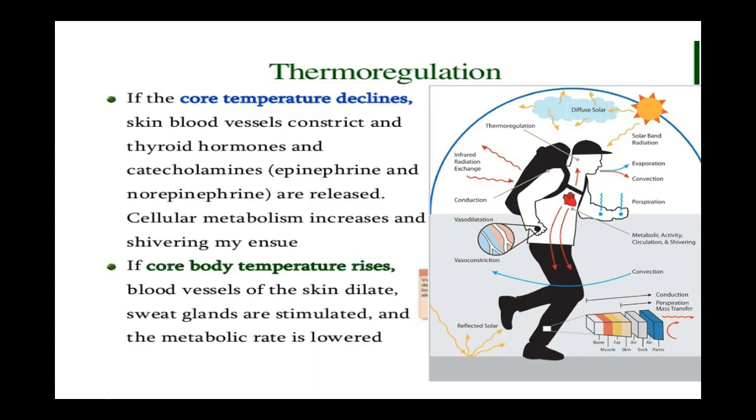If the opposite happens, if your core body temperature rises, that's what we spent most of our time talking about. The vessels closer to the skin dilate, sweat glands are stimulated, and metabolic rate is lowered. And that is the end of this chapter, and we'll meet next time on the next chapter.